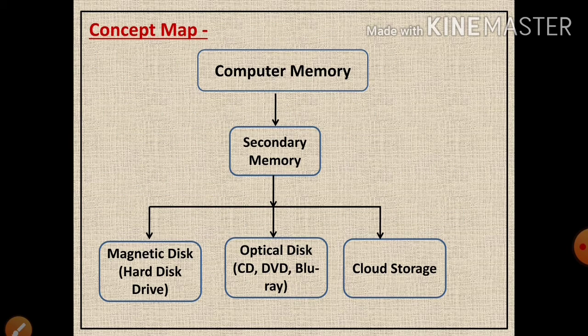Now in this part of the video we have learned about secondary memory and the devices which work as secondary storage of a computer system. We learned about the magnetic disk, that is the hard disk drive, and cloud storage.